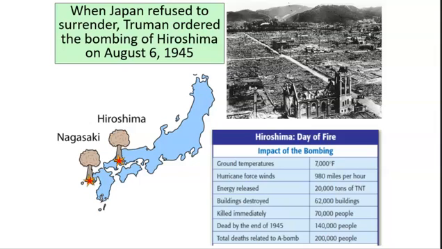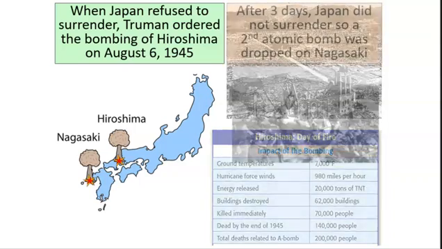And so first, on August 6th of 1945, we drop a little boy on to Hiroshima. It creates ground temperatures of 7,000 degrees, destroys 42,000 buildings. It releases the energy equivalent to 20,000 tons of TNT, and hurricane force winds of 980 miles per hour. And by the end of 1945, 140,000 people have died, not just from the effects of the bomb immediately, but from its after effects in total.